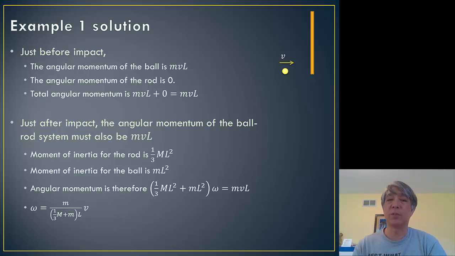The moment of inertia for the rod, which is moving now, is 1/3 m L squared, times omega, and the moment of inertia for the ball is m L squared. If I add those up as a total moment of inertia times omega, and set that equal to m v L, I'll find that omega is equal to this formula.